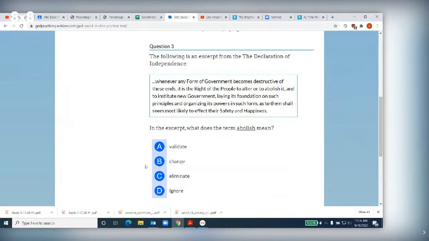So the correct answer would be C, but you know it's going to be B or C because A and D don't make sense. We want to change or eliminate it. Alter would be change. Abolish means to eliminate. We totally want to get rid of it, and that's what abolish means.